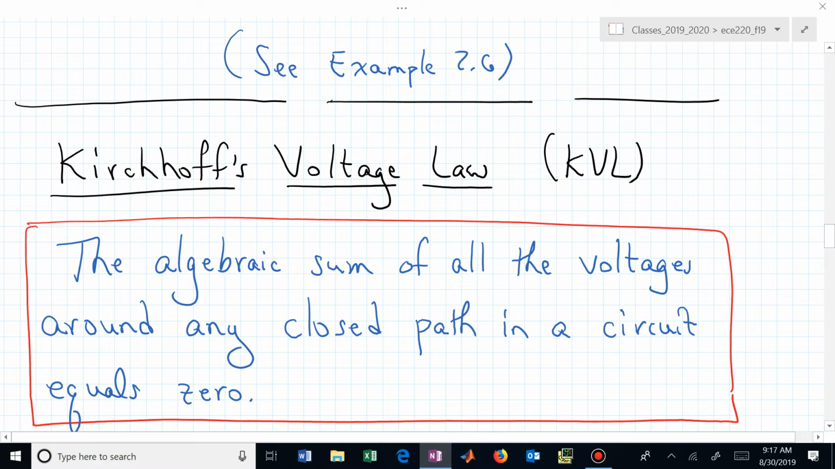So the red box here is the algebraic sum of all of the voltages around any closed path in a circuit equals 0.